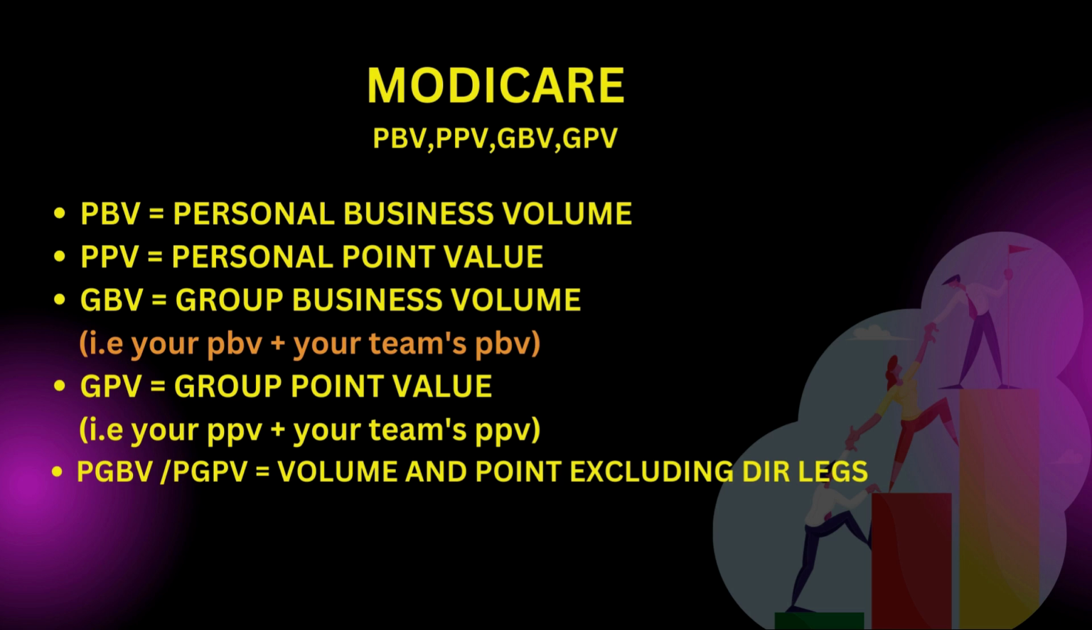PBV, PPV, GBV. PBV means your personal business volume. That is the volume according to your personal purchase on your personal ID. Same way, PPV means personal point value. GBV is group business volume. That is your PBV plus your team's PBV. Let us say you have 16. All the combined PBVs of the team will be a GBV. Same way, GPV, group point value, is your PPV plus your team's PPV.